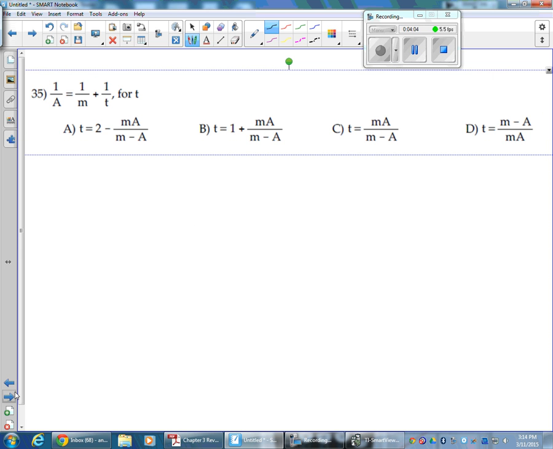Number 35, we want to solve this for t. So I'm first going to look at my denominators and figure out what my LCD is.